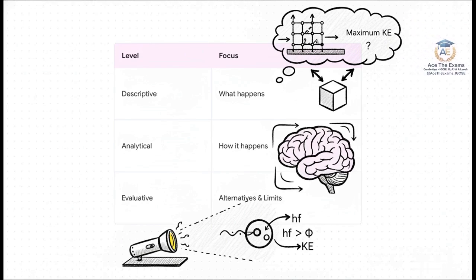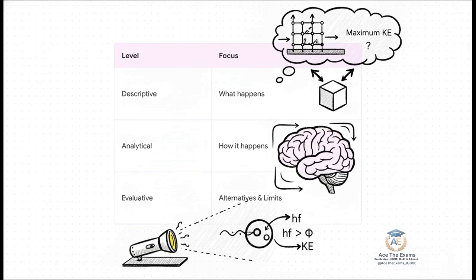In the middle tier, we have analytical, explaining how it happens using established frameworks. A single photon transfers all its energy to a single electron. If hf is greater than phi, the electron is emitted with kinetic energy. Now this is great, and this is exactly where most good students stop.